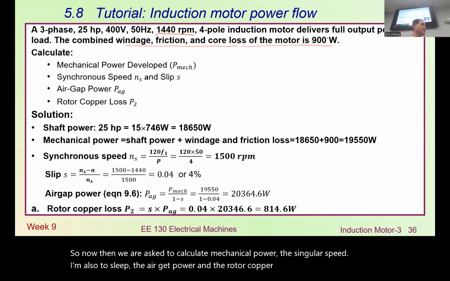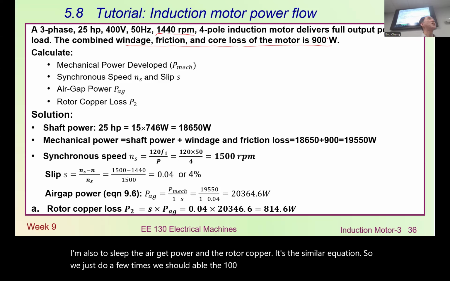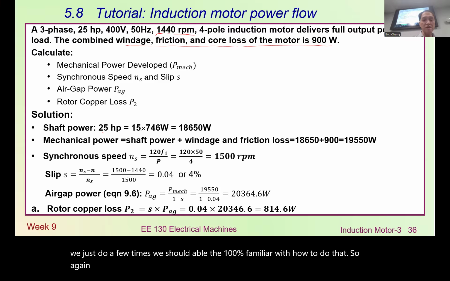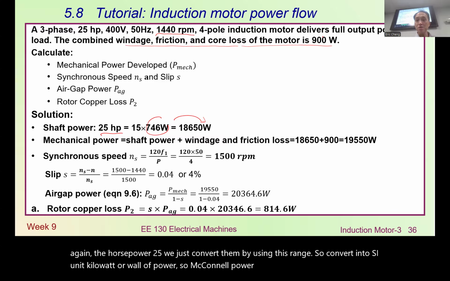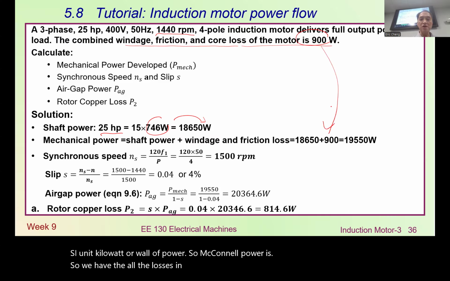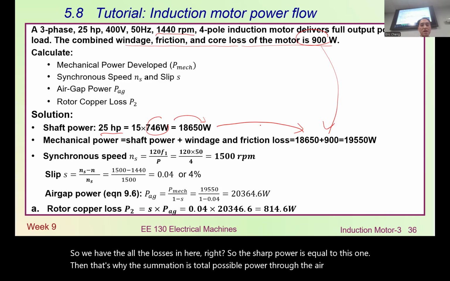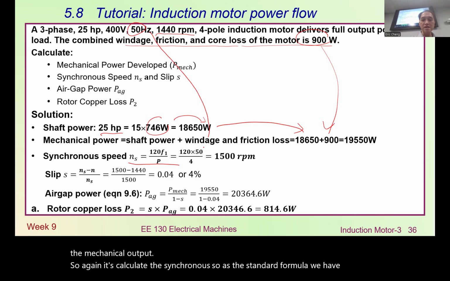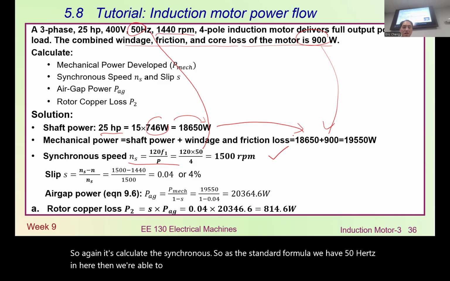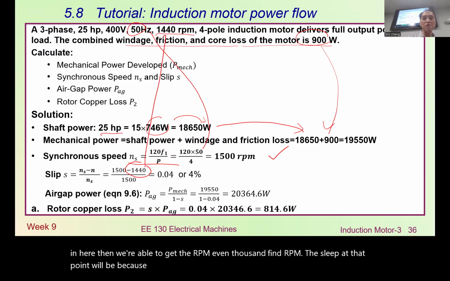It's a similar equation. If we just do it a few times, we should be 100% familiar with how to do that. Again, the horsepower 25, we just convert using this ratio into SI units, kilowatt or watt of power. So for the mechanical power, we have all the losses in here, right? The shaft power is equal to this one. Then the summation is the total possible power through the air gap to the mechanical output. Again, we calculate synchronous speed. It's the standard formula. We have 50 Hertz in here. Then we are able to get 1,500 RPM. The slip at that point will be, because the rated speed is 1440 and the synchronous speed is 1500, 4% here.